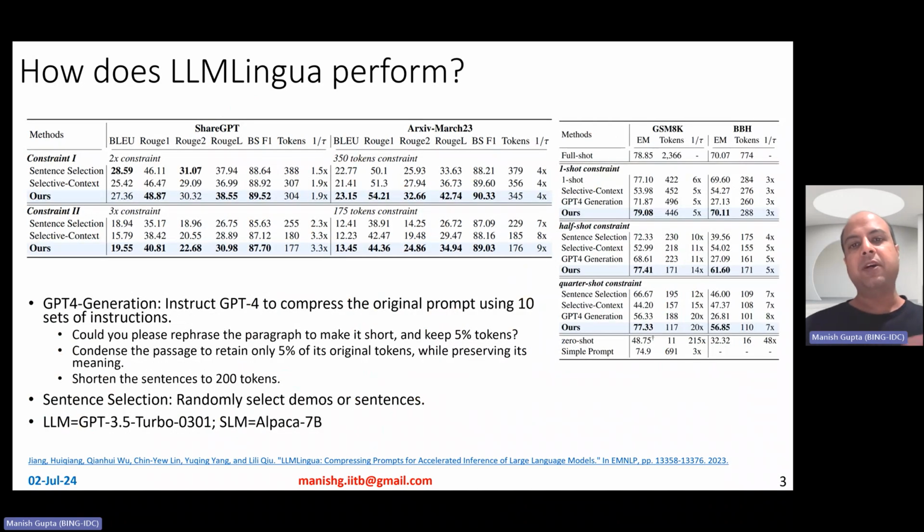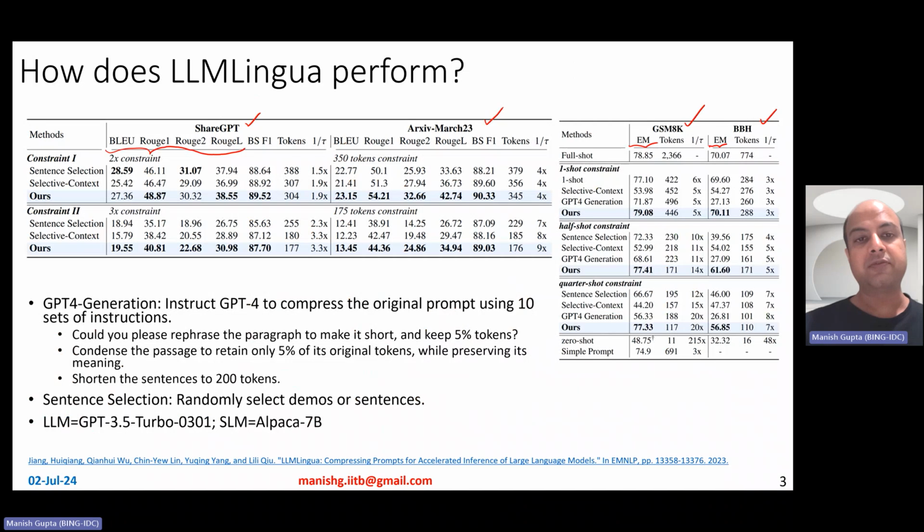Okay, so how does it perform? Well, they experiment on 4 different datasets: ShareGPT, Arxiv March 23, GSM 8K, and Big Bench Hard. These 4 are very popular benchmarks, and they report various metrics. So for ShareGPT, they report BLEU, Rouge 1, Rouge 2, RougeL, and so on. For GSM 8K, they report exact match. Big Bench Hard, again, they report the exact match accuracy metric. Okay, so the obvious thinking is that if you compress the prompt, you expect the model accuracy to reduce, right?